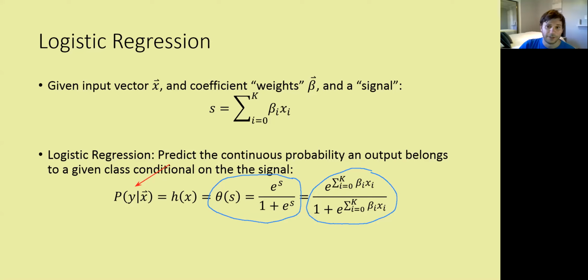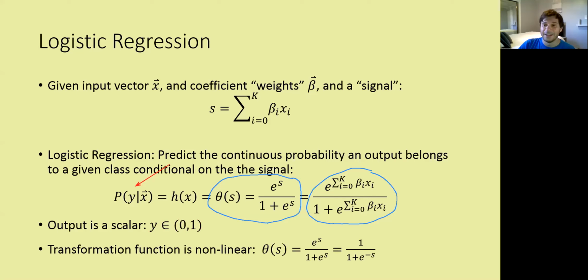Now, the output here is a scalar. It is some number between 0 and 1. It's some probability measure. And the transformation function, again, is this theta of s function. It's e to the signal divided by 1 plus e to the signal. And you can show with a little bit of algebra, you can rewrite it this way, but we'll also write it this way. It's convenient too. So again, that transformation function, that's kind of the tricky part for us to negotiate here.